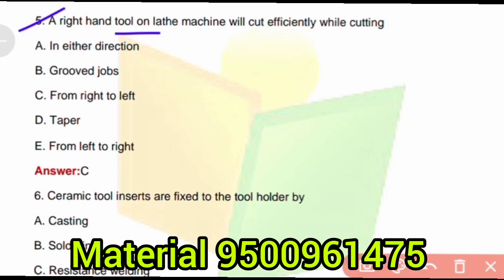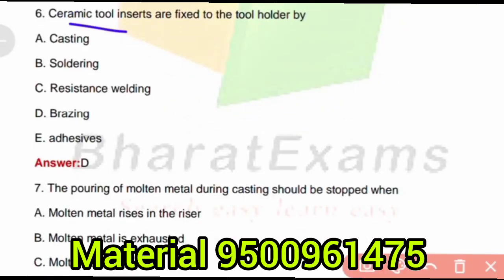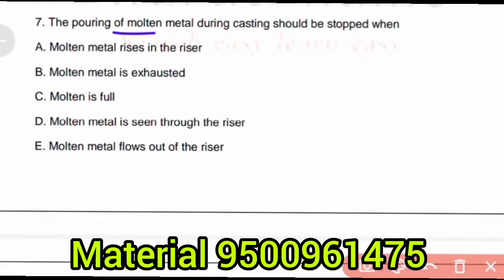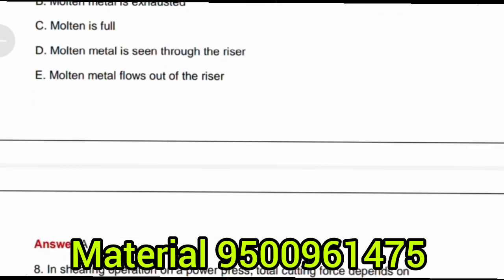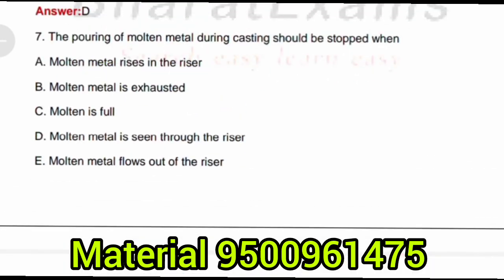A right hand tool on lathe machine will cut efficiently while cutting from right to left. Ceramic tool inserts are fixed to the tool holder by bracing. The pouring of molten metal during casting should be stopped when option A, molten metal rises in the riser.